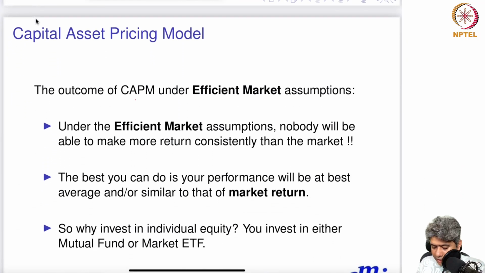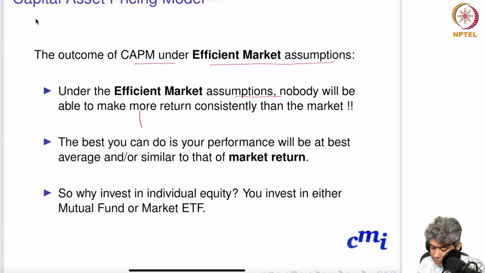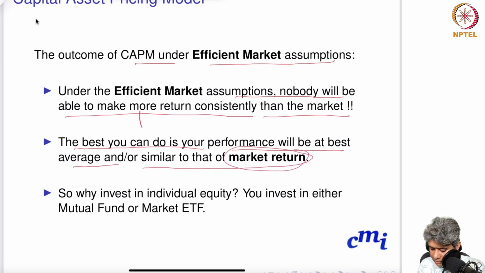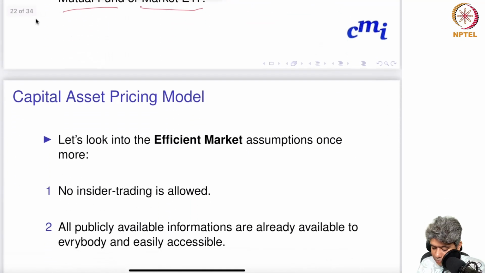So the outcome of the CAPM under efficient market assumptions is that nobody will be able to make more return consistently than the market. This is the first thing. The best you can do is your performance will be at best average and similar to that of the market return. So why invest in individual equity? You should invest in either a mutual fund or a market ETF. That is what the efficient market typically proposes.